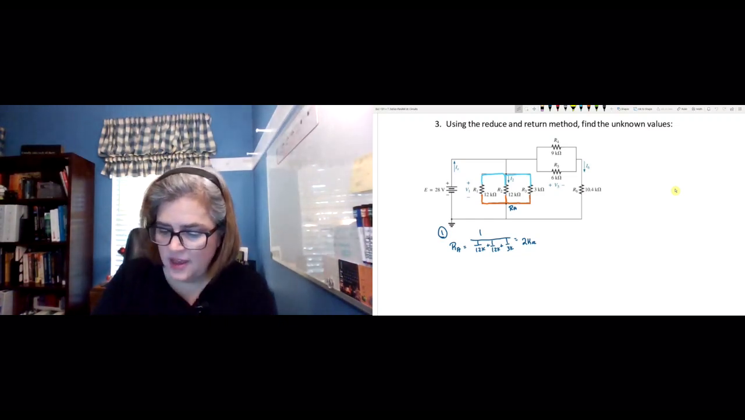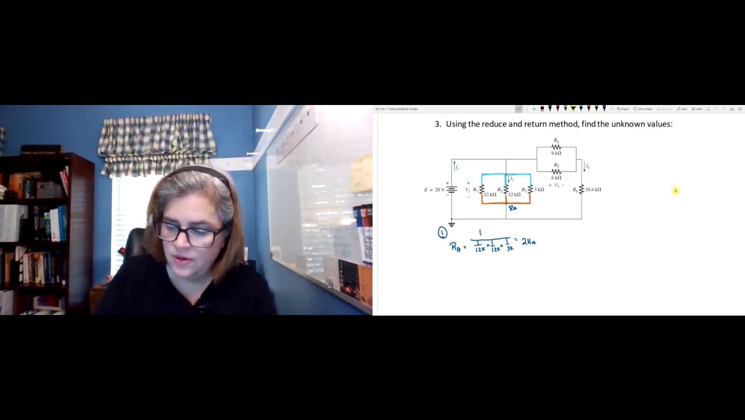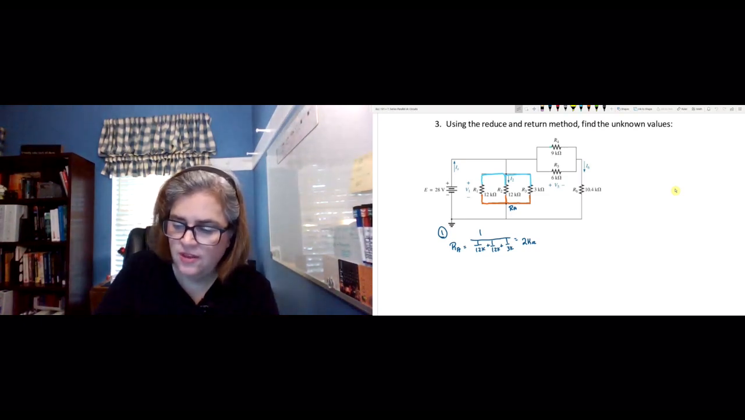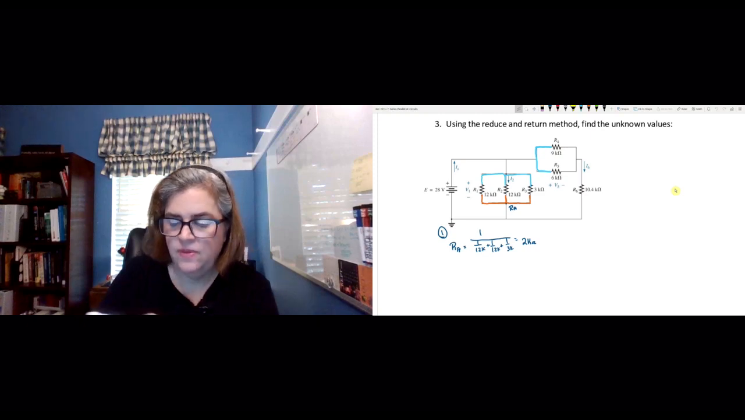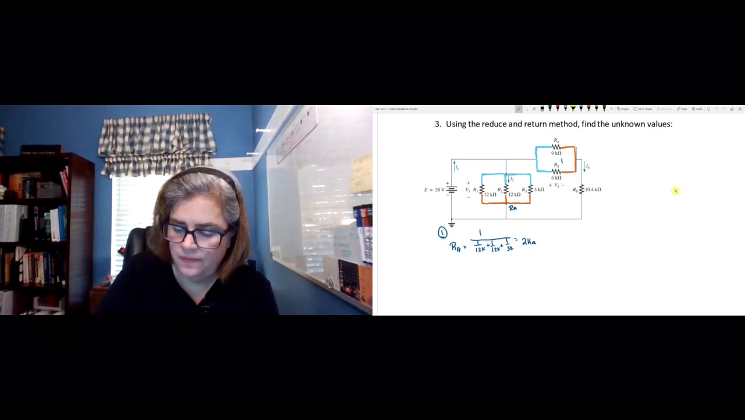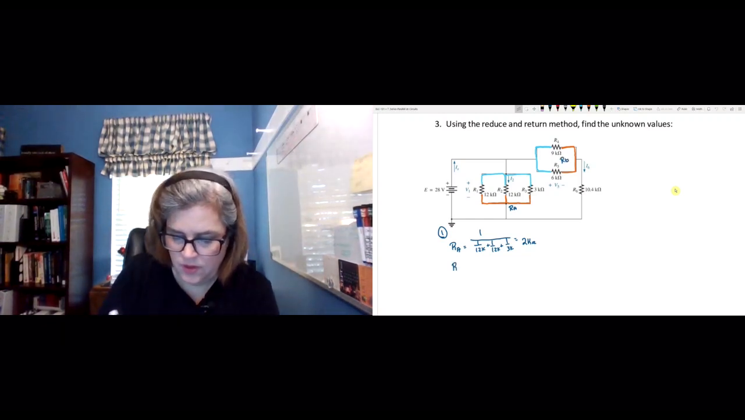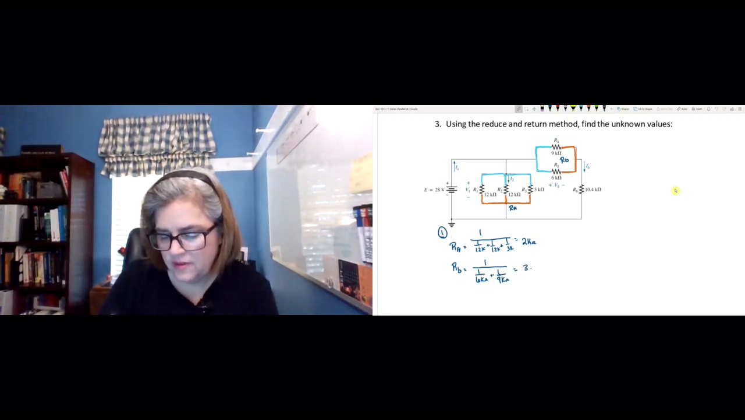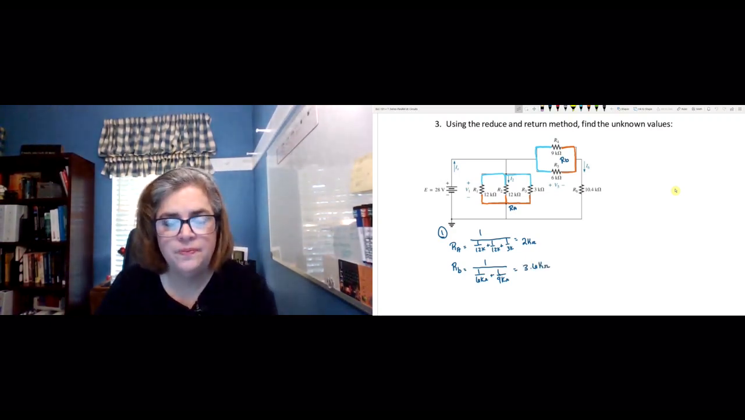Okay, next I see R4 and R5 appear to be in parallel as well. Let's see if that's true. They're connected on the left, and it looks like they're connected on the right. So they are also in parallel. So I'm going to call that RB, and I'm going to calculate the total resistance there. And that would be about 3.6 kilo ohms.